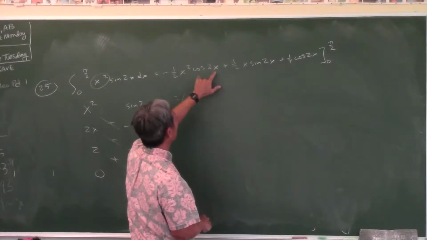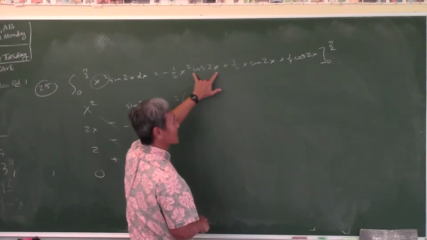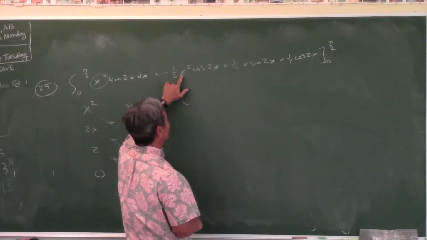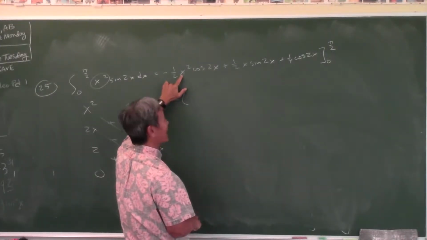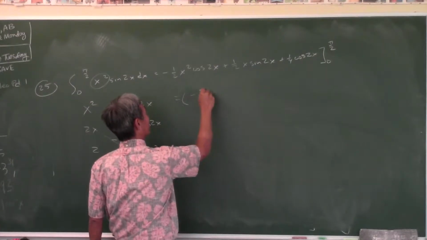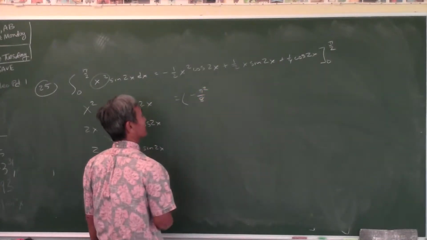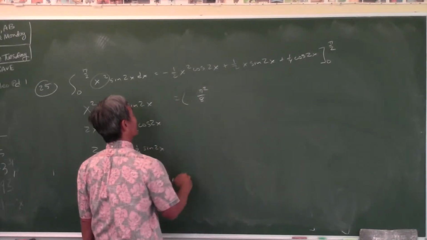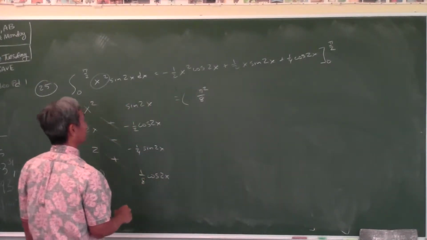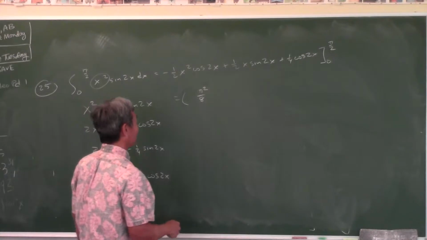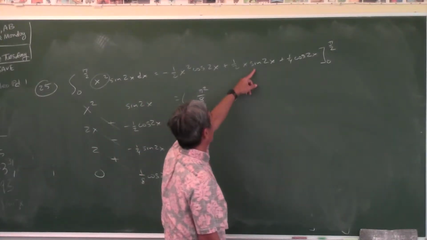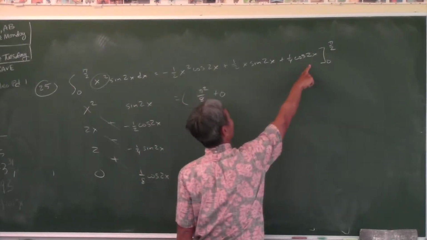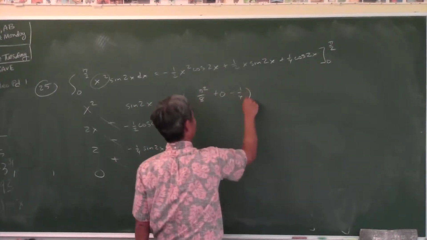Cosine of 2 times pi over 2, that's cosine of pi. Cosine of pi is negative 1 times pi squared over 8. Negative pi squared over 8? Is that right? Yeah. Positive. No, positive. So negative 1 and, yeah, because a negative times a negative equals a positive. Say it. Negative times a negative equals positive. And then if I plug in pi over 2 here, you get 0. If I plug in pi over 2 there, you get negative 1/4.